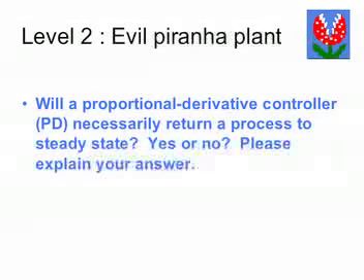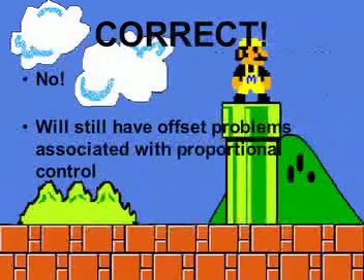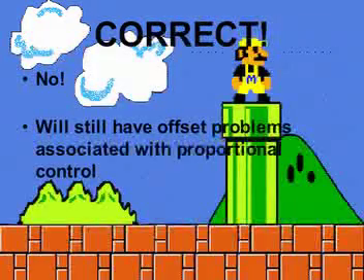Will a proportional derivative controller necessarily return a process to steady state? Yes or no? Please explain your answer. The answer is no, due to offset. You need an integral controller to return to steady state. That's right. You can't just use a PD controller. You'll still have the offset problems associated with proportional control.